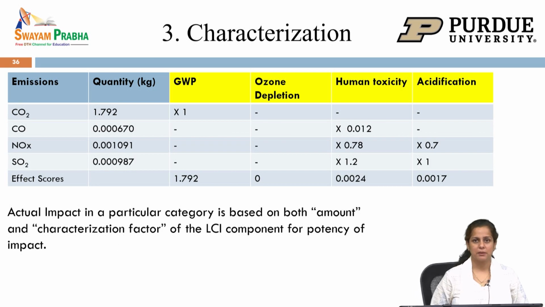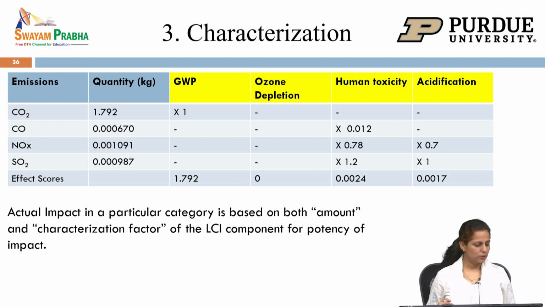So, let us see an example of characterization. This is an example LCI for a sample LCA. We have different emissions: CO2, carbon monoxide, NOx, SO2, and the quantity is given. We are assuming that this quantity is calculated for the LCA scaled up for the final demand that you wanted to study. And in yellow highlighted are your impact categories. We have 4 impact categories that we are going to focus on for this LCA: global warming potential, ozone depletion, human toxicity and acidification.